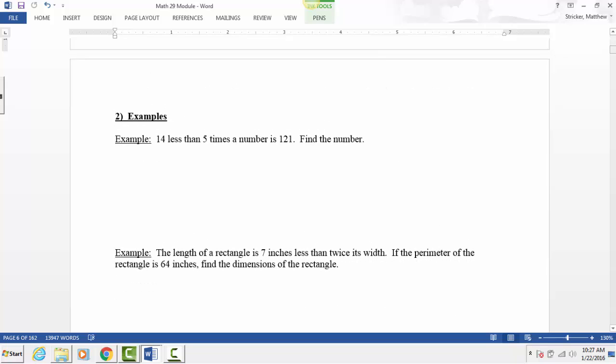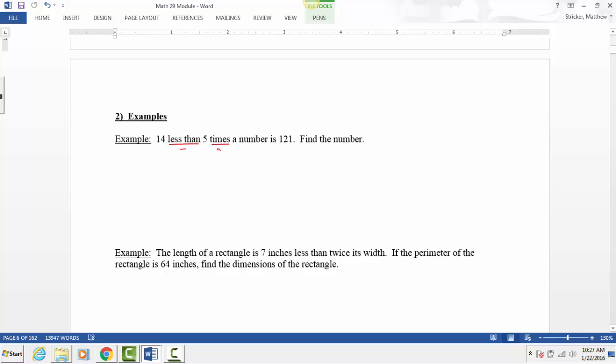So here we go. Let's read through the problem. It says 14 less than 5 times a number is 121. This is one where we can just go ahead and jump right into writing the equation, because it's basically telling us the equation in English. And there are some key words here. One of the key words is, remember, this less than. Less than means subtract.